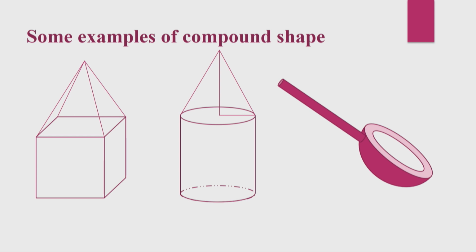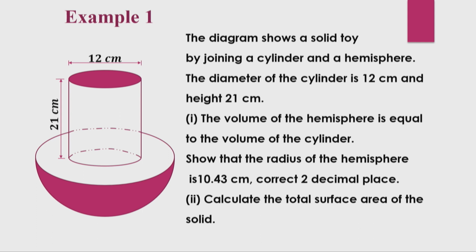These are some examples of compound shapes. Let's do one example. Example 1. The diagram shows a solid toy made by joining a cylinder and a hemisphere. The diameter of the cylinder is 12 centimeters and the height is 21 centimeters. Part 1. The volume of the hemisphere is equal to the volume of the cylinder. Show that the radius of the hemisphere is 10.43 centimeters, correct to 2 decimal places. Part 2. Calculate the total surface area of the solid.